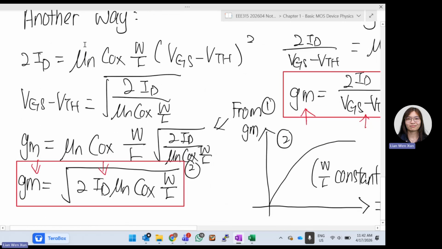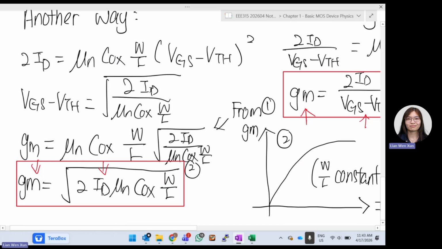This is still our saturation equation, and then we will do a little bit of magic over here. We want to find it in terms of VGS minus VTH. So we move this term over, and the rest will be the square root of 2ID divided by mu n Cox W over L. So these two are the same thing, yeah?